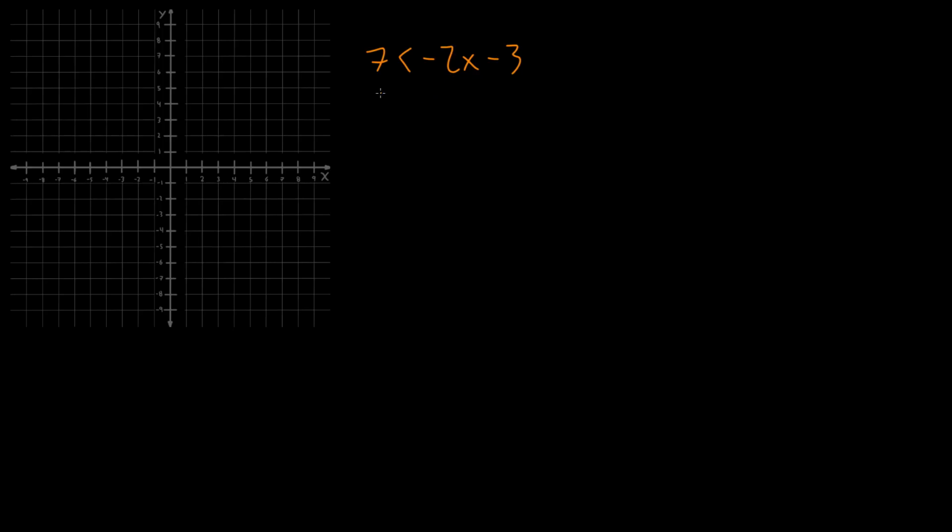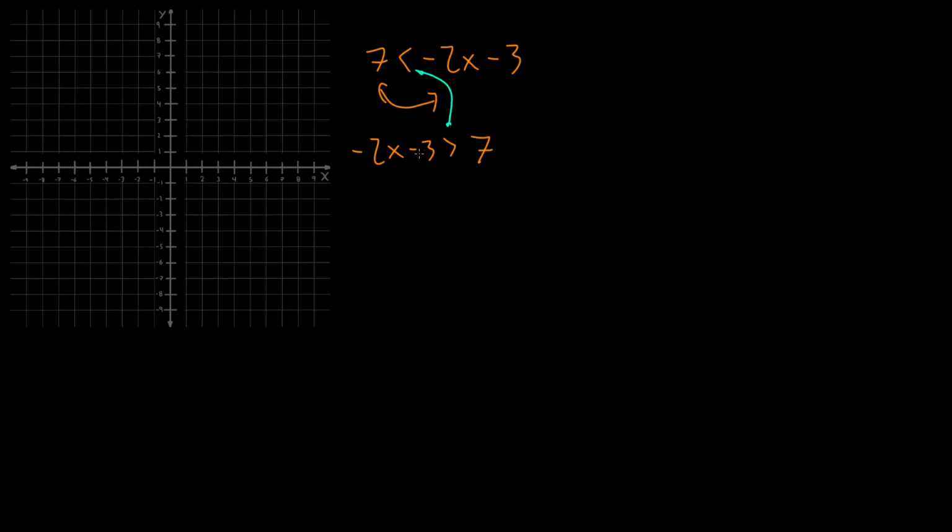The first thing that we're going to do is swap sides, and remember that we also need to swap the direction of the inequality. Let's go ahead and do that. Negative 2x minus 3 is now greater than 7. Note how we flipped the direction of the inequality since we swapped sides of x.